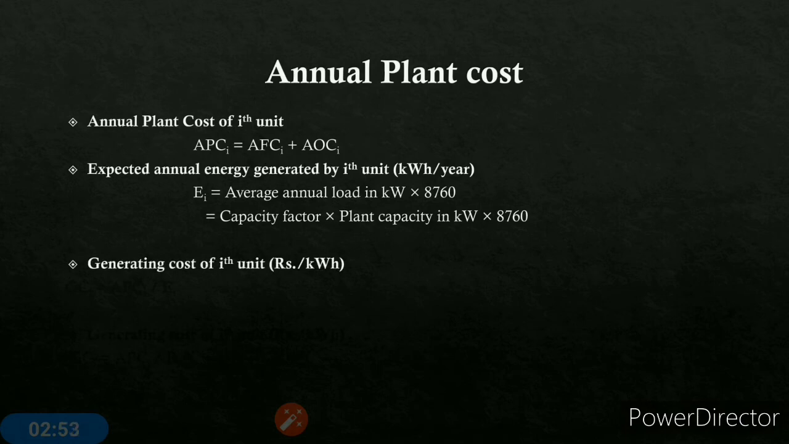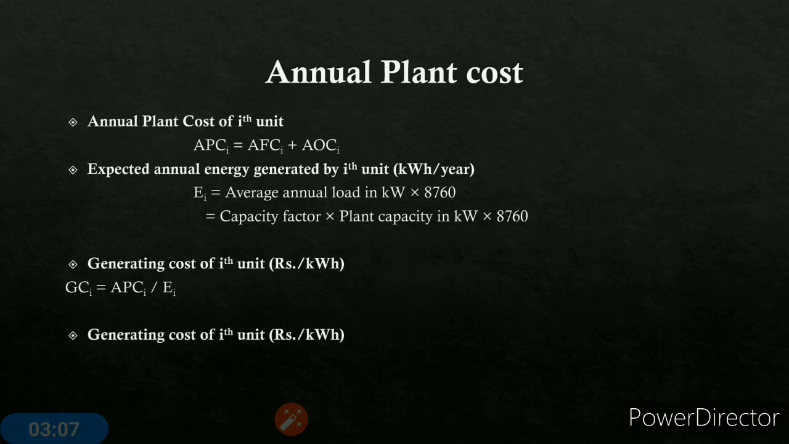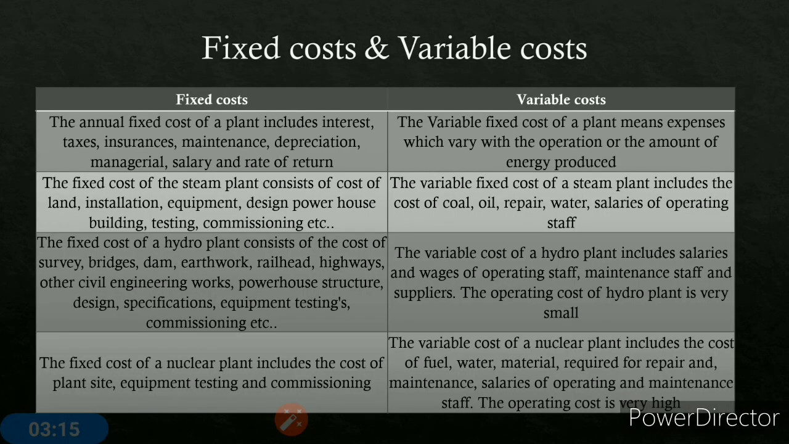So the generating cost of the ith unit in rupees per kilowatt hour is equal to APC_i, which is the annual plant cost, divided by E_i, which is the expected annual energy generation. And the generating cost of the ith unit is equal to APC_i divided by E_i.